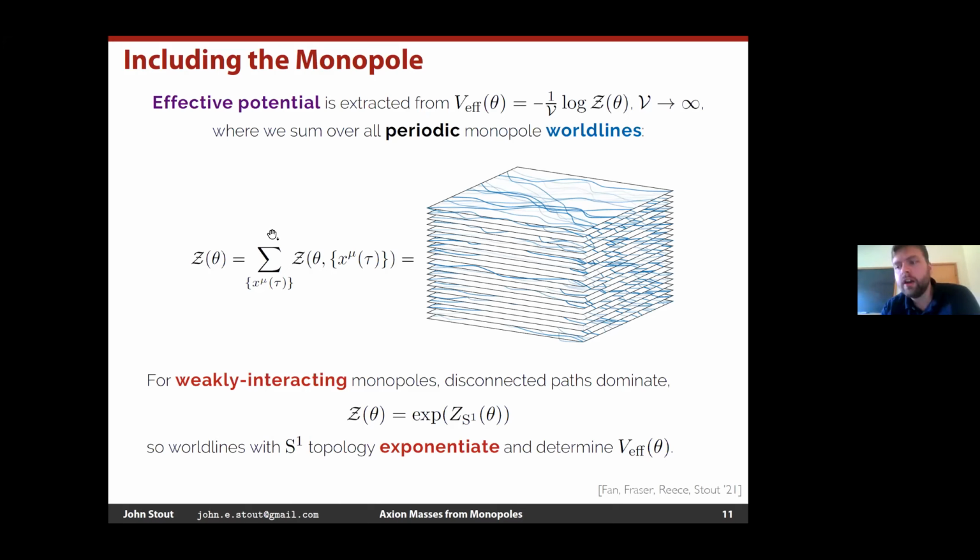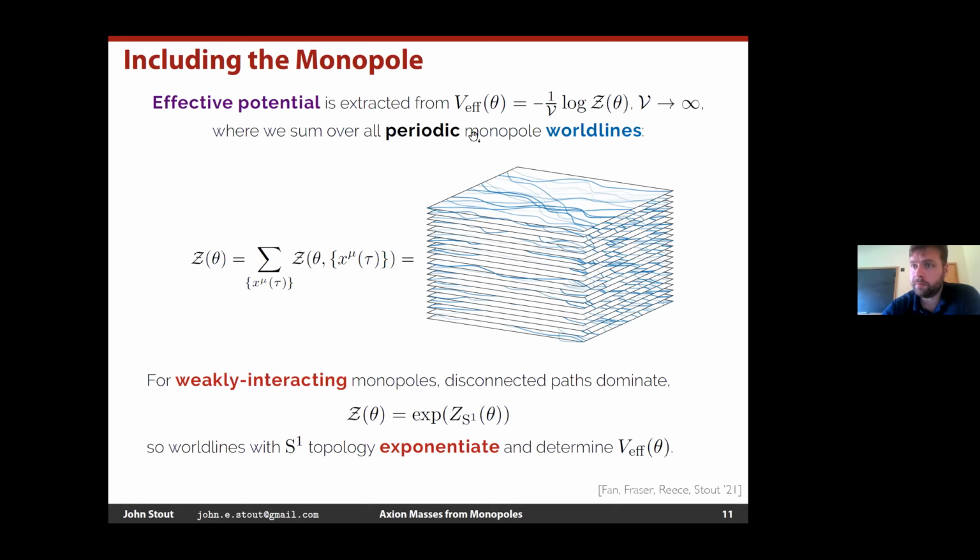And as is familiar from string theory, we can extract this partition function, at least when the monopoles weakly interact, by looking at just the probability of going from one point back to the same point for a single monopole. So as long as these monopoles are weakly interacting, disconnected periodic paths dominate and exponentiate, and we get this relationship between the full partition function and just a single monopole world line partition function. And clearly, this world line partition function with S^1 or circle topology determines the effective potential.